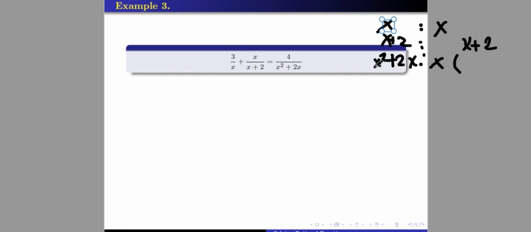So if I factor out x, what remains is just one x. So x squared will become x because I already factored out 1x. And on this side, plus 2x, I already factored out x, so what remains is positive 2, so plus 2. So therefore, our LCD is x times x plus 2. So x times x plus 2.